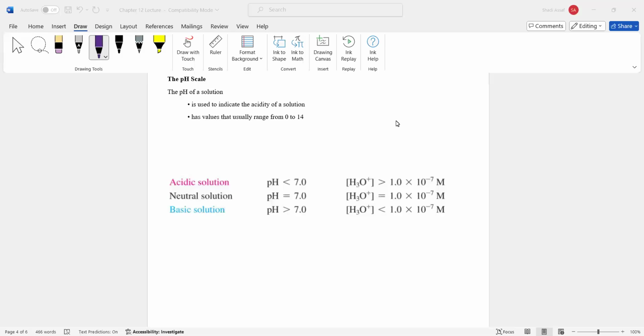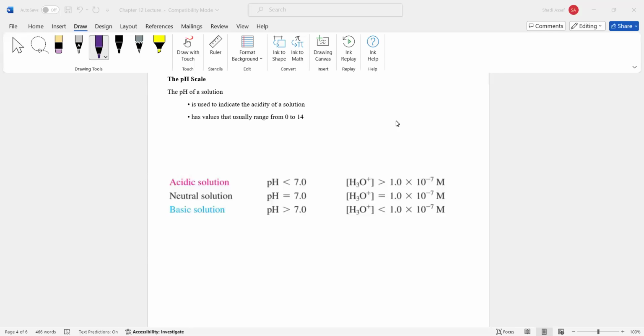How do we know whether a compound or a solution is acidic or basic? Well, we can do this in multiple ways, but the most helpful and common way is by using the pH scale. The pH scale is basically a scale that goes from 0 to 14, and it tells you that this region, for example, is acidic and this region is basic.